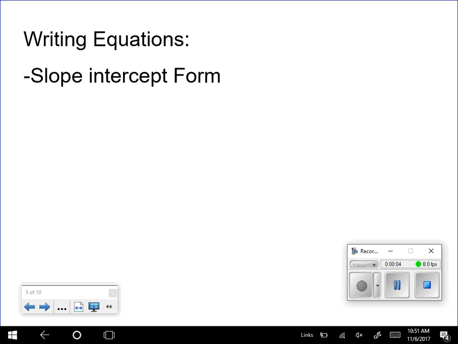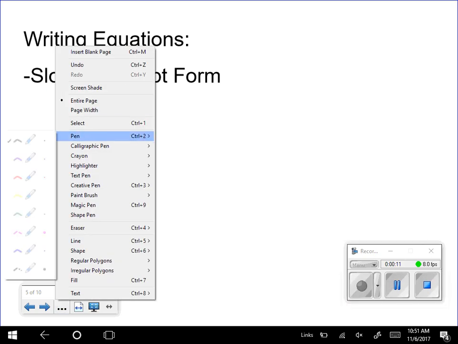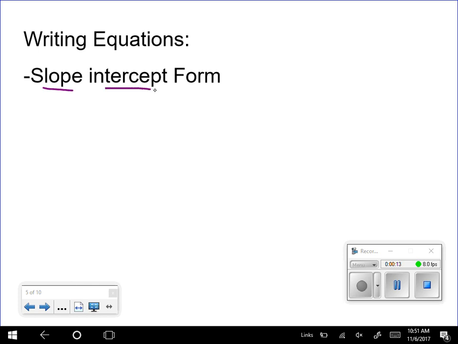Today we are going to look at writing equations. This should be pretty simple because we've already talked about slope-intercept form quite a bit. So if we know what slope-intercept form is, y equals mx plus b, we will work with that a lot. We should easily be able to write equations in slope-intercept form from all different ways. Okay, so let's get started.